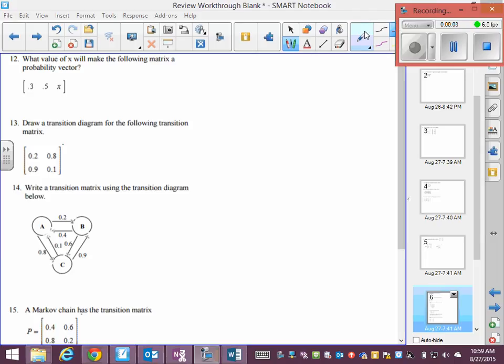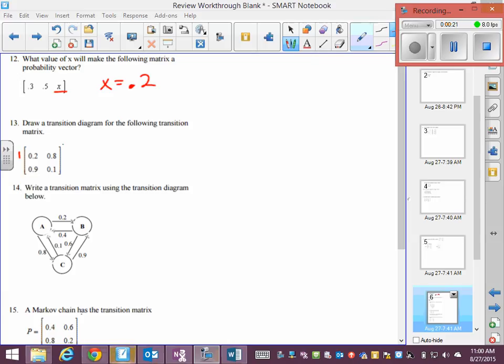Number 12, what value of x will make this a probability vector? Well, all we need for a probability vector is numbers that are in between 0 and 1, and these numbers have to add up to 1. And so really, just do this in your head, it's going to have to equal 0.2. That's it. 13, draw a transition diagram.